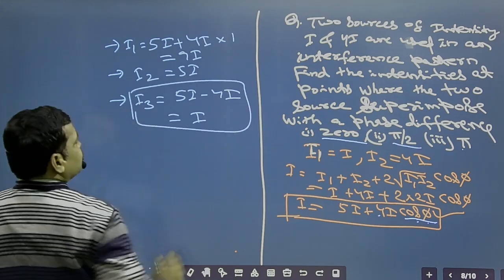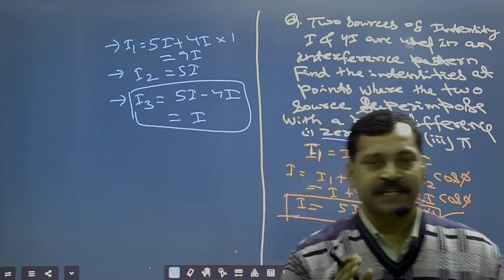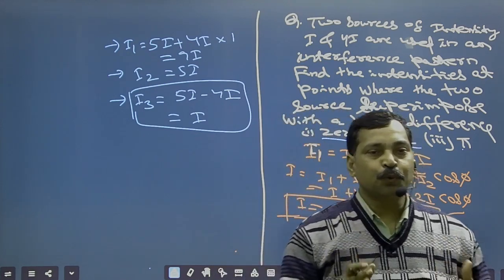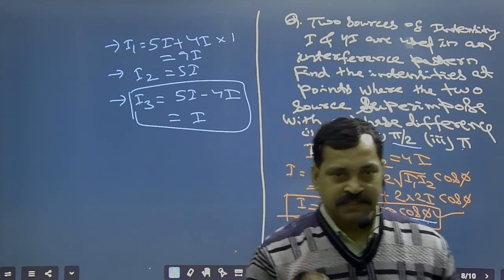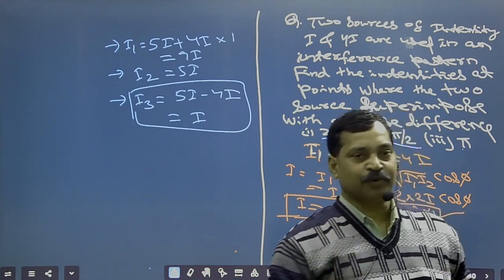So this is how we can solve the questions when asked regarding the intensities at a point due to the interference of two waves. This is a very important concept and very easy also. So you understand how we have derived the formula. Thank you.